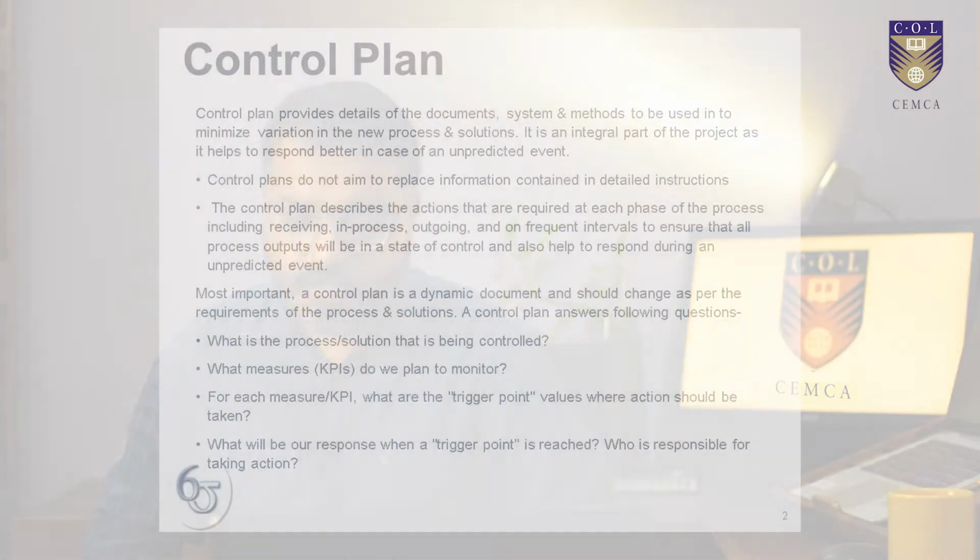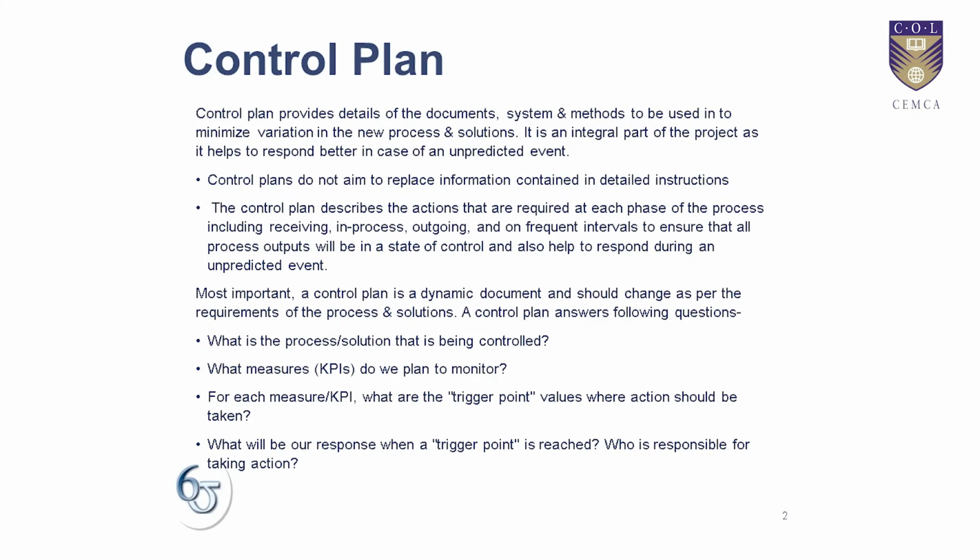If you look at my screen, it talks about what a control plan is. A control plan provides a written summary description of the systems used in minimizing process and service variation. Control plans do not replace information contained in detailed instructions. This is an important point to understand. If we have changed the ways of working or implemented a new system, it does not mean we write entirely new instructions. We only talk about those additional steps or ways of working, but we are not replacing the existing document and putting a new document together.